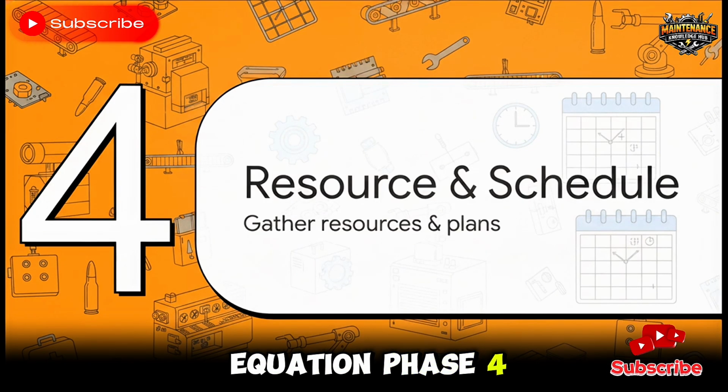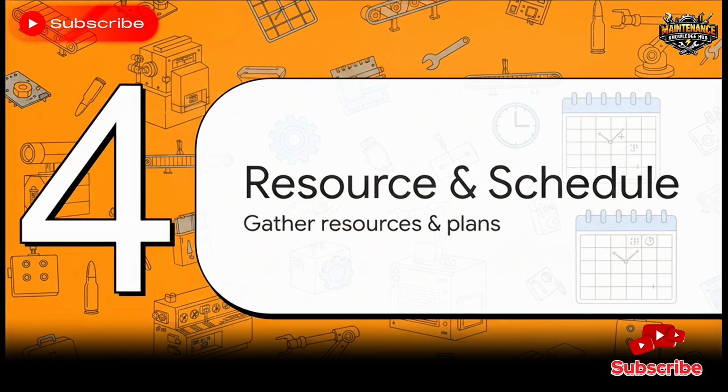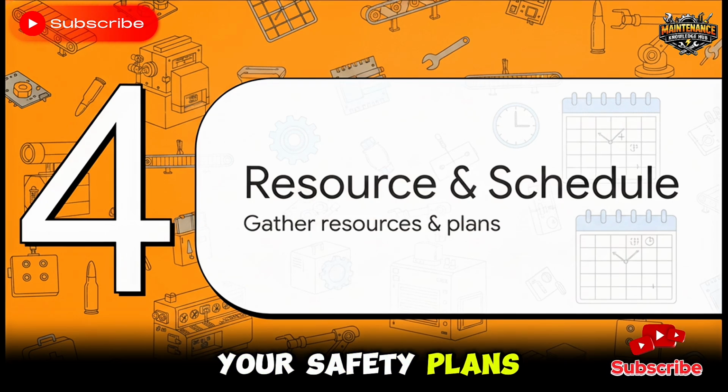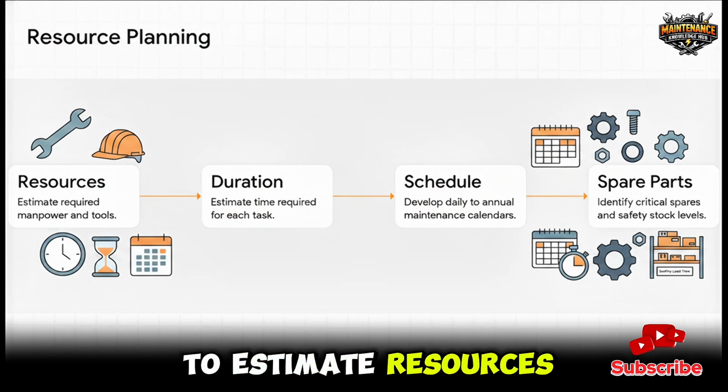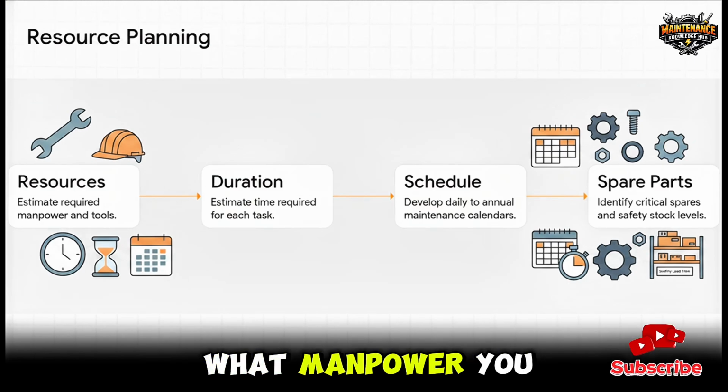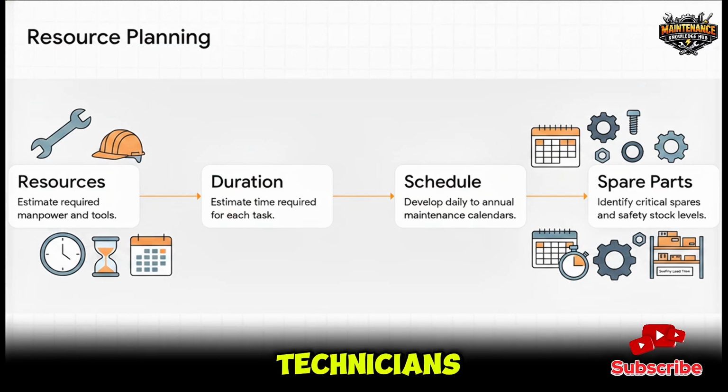Phase 4, resourcing and scheduling. Gathering the ammo, which means your resources, spare parts, and your safety plans. The sequence of operations here is incredibly strict for a very good reason. Step 9 is to estimate resources, figuring out exactly what manpower you need, like specific specialized technicians, and what tools you need, like a thermal camera.